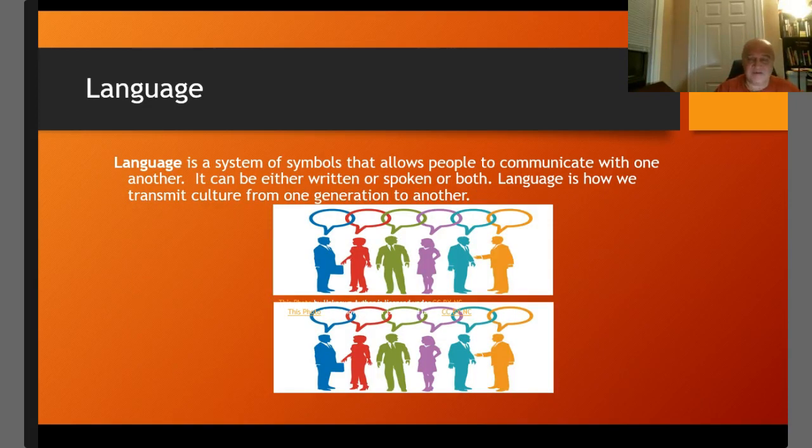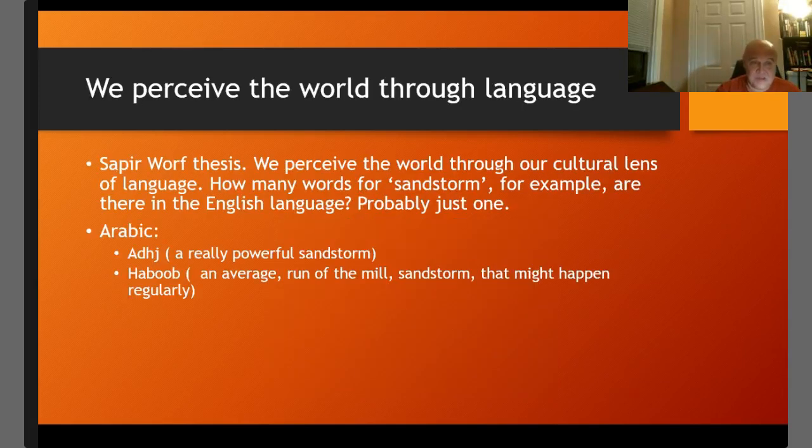A subset of culture is language, the system of symbols that allows people to communicate with one another. It can be either written, spoken, or both. Language is how we transmit culture from one generation to the other. We perceive the world through language. The Sapir-Whorf thesis is that we perceive the world through our cultural lens.